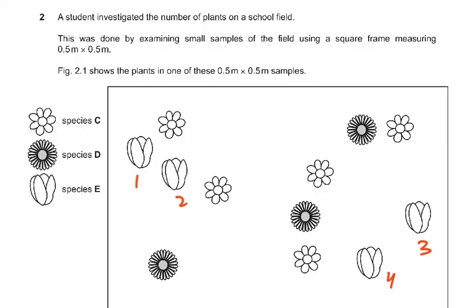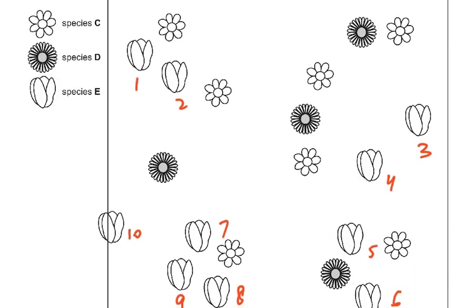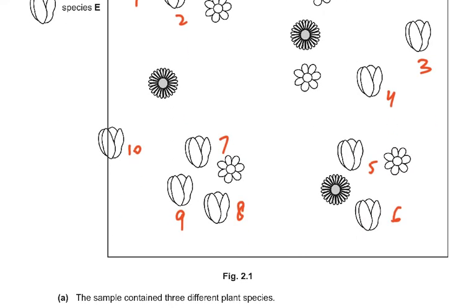Now coming to question number 2, a student investigated the number of plants on a school field. This was done by examining small samples of the field using a square frame. Now that's called a quadrat frame, measuring 0.5 by 0.5 meter, that's 0.25 square meter. So figure 2.1 shows the plants in one of these 0.5 meter by 0.5 meter samples. So we have species A, C, D, and E, and there are a number of these. And species E, I have counted them, and I've written the numbers on it.